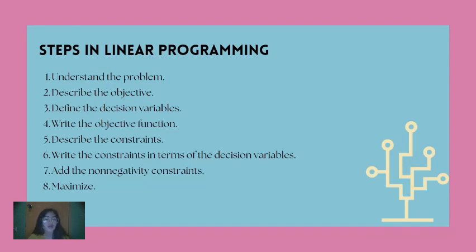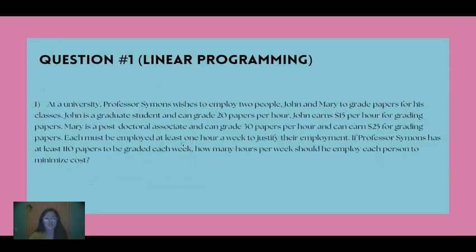Number 6 is write the constraints in terms of the decision variables. For each constraint, such as at least $500 or no more than 29, write an inequality using the decision variable. Number 7 is add the non-negativity constraints. Do not forget to include the non-negativity constraints like P is greater than or equal to 0. These are worth a quick 2 points on the quiz. And lastly, number 8, write it up pretty. Maximize it.